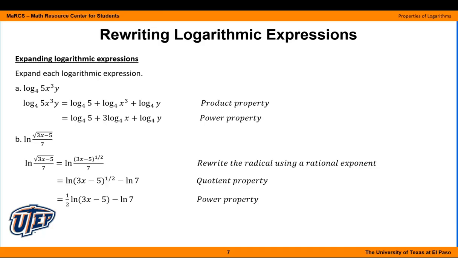Now let's look at part B. We have natural log of the square root of 3x minus 5 all over 7. We can rewrite the radical using a rational exponent. That means we have the natural log of 3x minus 5 raised to the power 1/2 all over 7. And using the quotient property, we have the natural log of 3x minus 5 raised to the 1/2 power minus natural log of 7. Now applying the power property, we have 1/2 natural log of 3x minus 5 minus natural log of 7, and this is the expanded form.